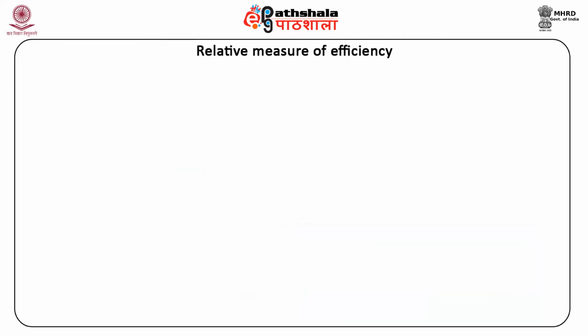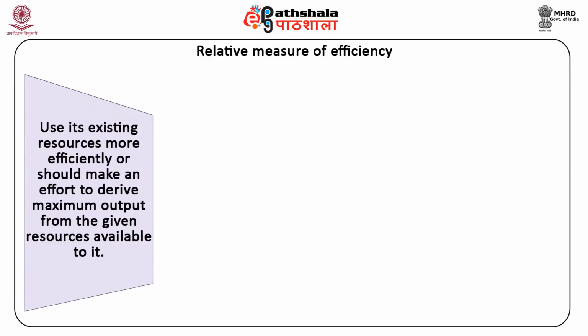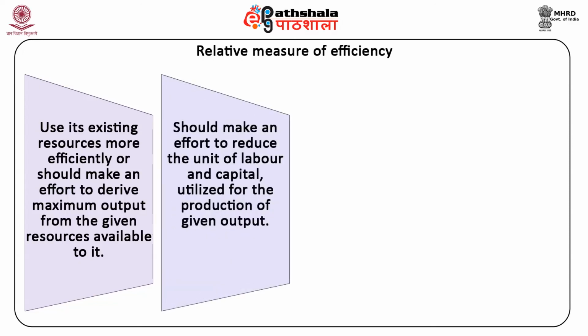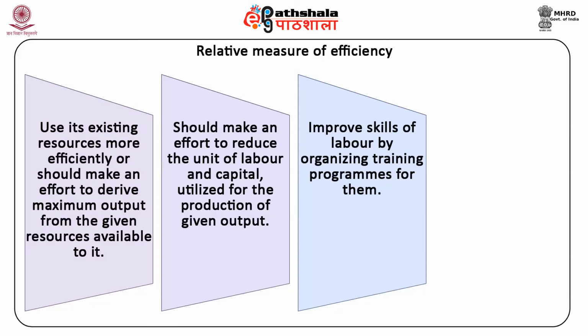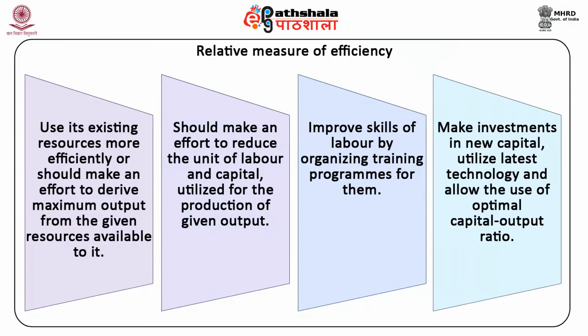Thus, it can be concluded that to reach the efficiency frontier, firm A could use its existing resources more efficiently, or should make an effort to derive maximum output from the given resources available to it, should make an effort to reduce the units of labor and capital utilized for the production of given output, improve skills of labor by organizing training programs for them, make investment in new capital, utilize latest technology, and allow the use of optimal capital output ratio.